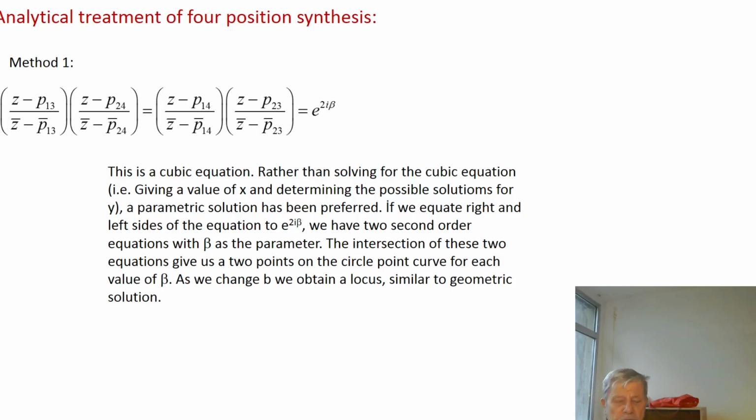Now, you determine the intersection of these two circles, similar to the geometrical method, analytically this time, to determine the corresponding circle point or center point. Now, as you change beta, you will obtain different points. So you will obtain a set of points, a locus again, using the analytical technique and using this equation.